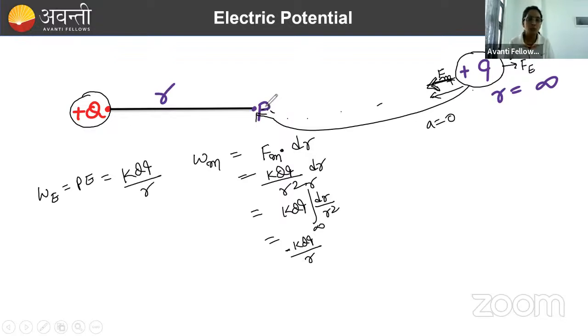Okay, here. And if one charge is positive and another is negative, electric potential energy will be minus Kq by r. Again, what is electric potential? That is work done per unit charge. So here, work done per unit charge, if you calculate, will be this.